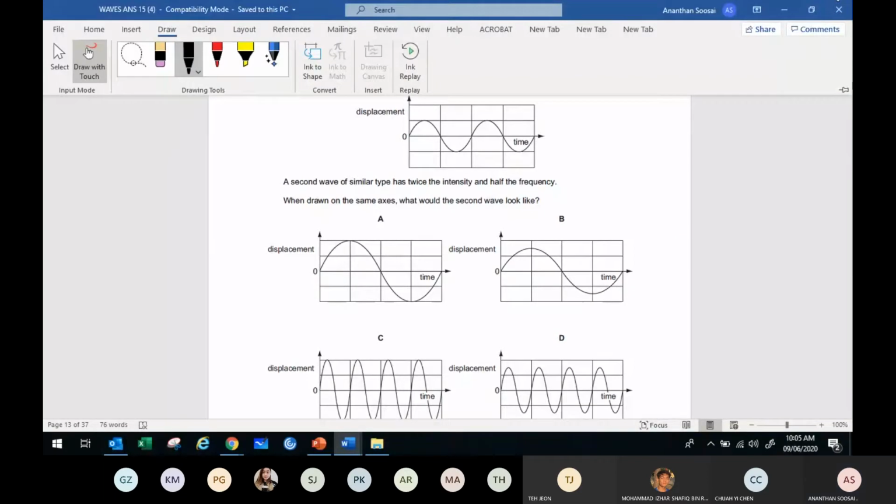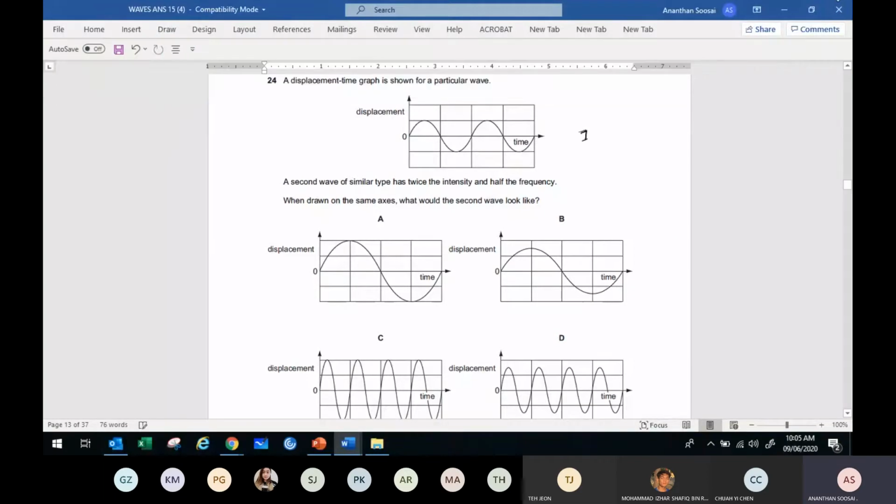So intensity is proportional to amplitude squared. Here the amplitude is 1 box, so I is proportional to 1 squared. Now they say the intensity is twice, so it becomes 2I, proportional to the new amplitude squared, which we are looking for. So the new amplitude squared is 2 divided by 1, which equals 2. It's going to be just x squared, so the amplitude should be root 2.